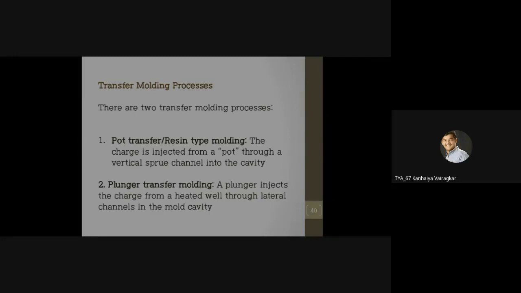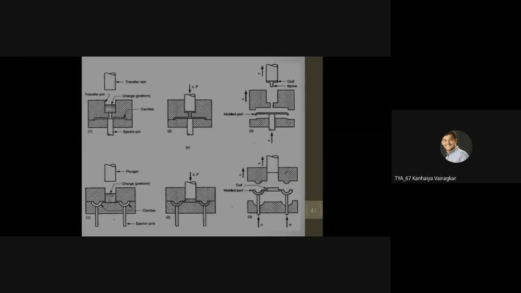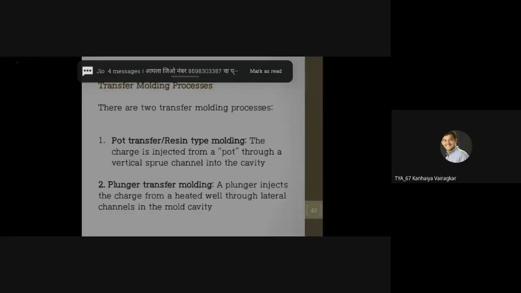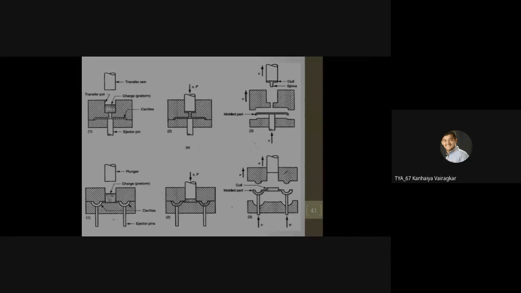I have the comparative figures, sketches also, you can see them here. The first one is for pot type transfer molding, or resin type transfer molding, and the second one is for plunger transfer molding. Now see the difference very carefully. Mostly the component is the same also.